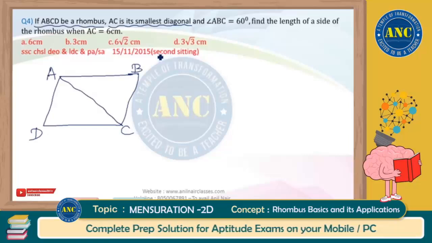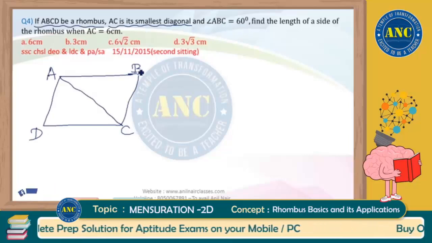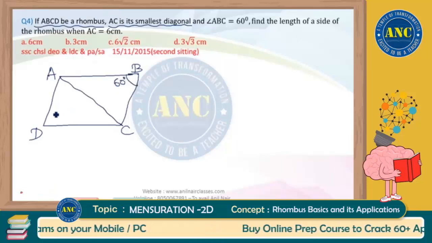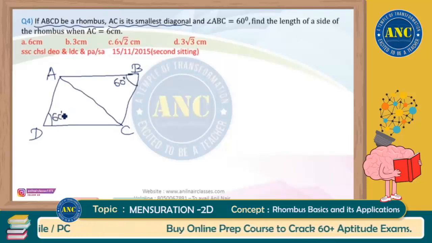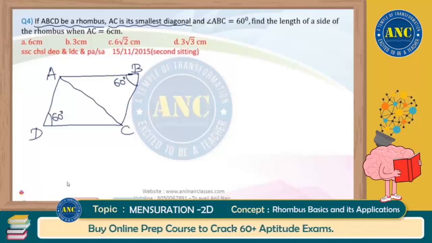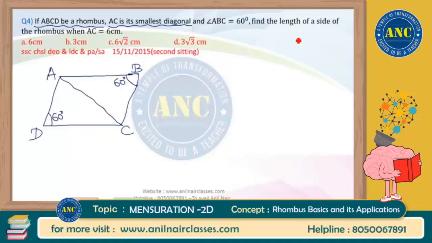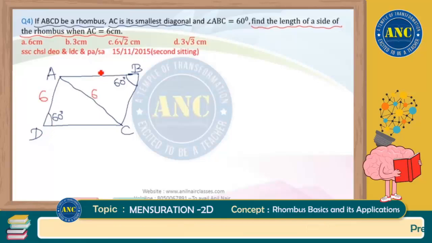Now, it is given in the question that angle ABC is 60. If angle ABC is 60, then angle ADC also will be 60. If these two are 60, then the other two angles will be 120 each. And if the other two angles are 120 each, this question also becomes an equilateral rhombus question. Your question says, find the length of a side of the rhombus when AC is 6, the smallest diagonal. The length of the side also will be 6 only, right sir?